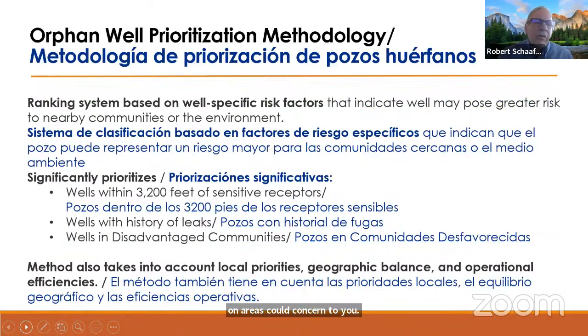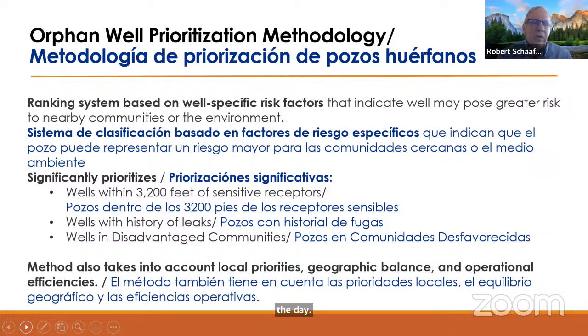And with that methodology, it's really a two-phase system. We've ranked all the wells that are potentially orphan wells using risk factors that would indicate whether the well may pose a greater risk to nearby communities or the environment. And this numbering system significantly prioritizes wells within 3,200 feet of a sensitive receptor. A sensitive receptor is a thing like a house, a school, a hospital, something where there's a lot of people that are going to be there for long periods of time during the day. So we want to address wells that are in those areas.